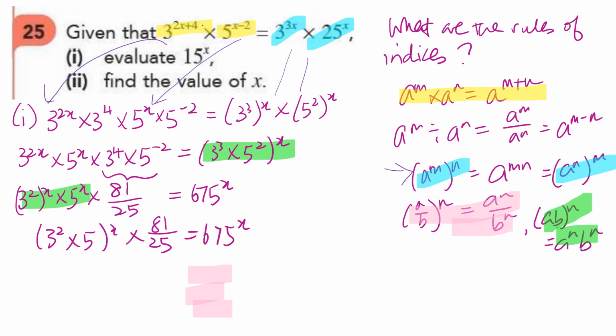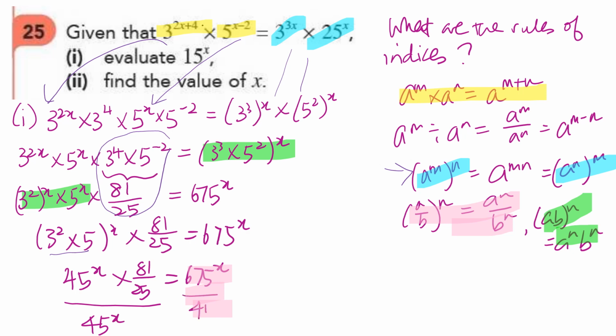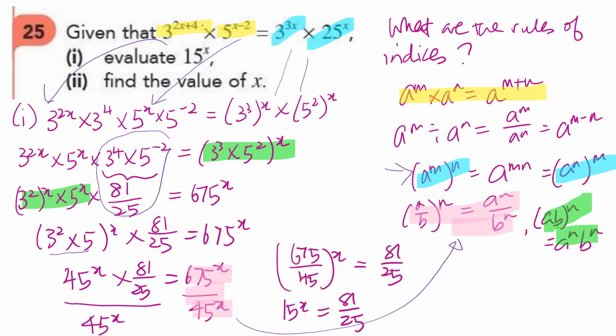Okay, and then finally, what do I do? Yes, it's similar in concepts to 24. Things like that, you can just use a calculator to evaluate. Okay, right. And then finally, I'm going to divide both sides by 45 to the power x. Yeah, and then this guy here, I can use the one highlighted in pink for you, to combine them into 675 over 45 to the power x, which is 15. 675 divided by 45 is 15. So 15 to the power x is equal to 81 over 25.